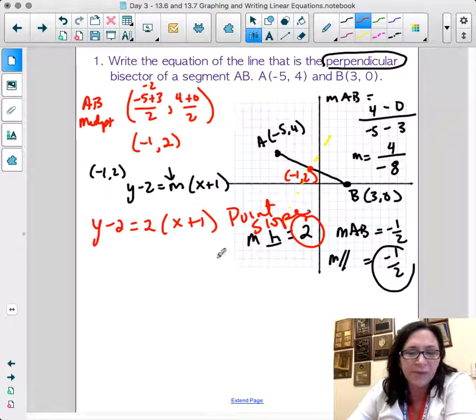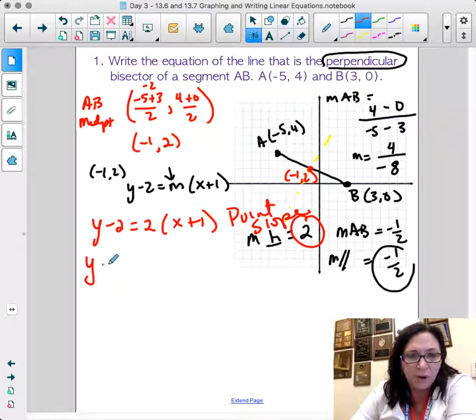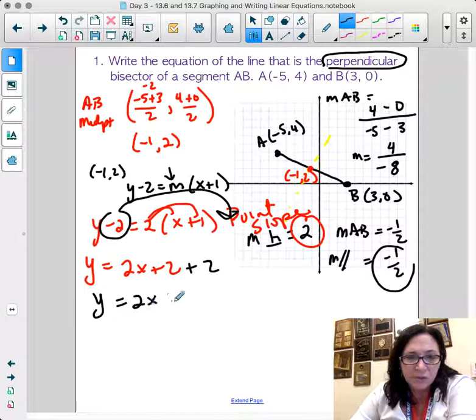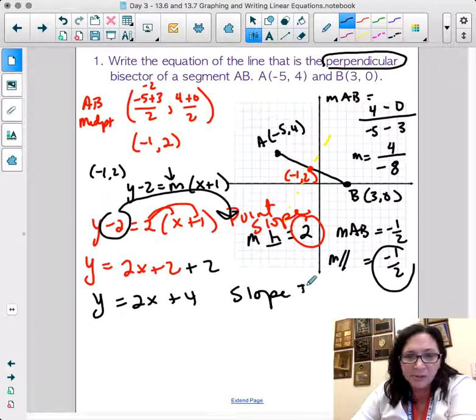And if I want to put that in standard form, you just have to work it out. So solve for y first. You have to go to slope-intercept form next, meaning solve for y. So 2 times x is 2x, and 2 times 1 is plus 2. And see this negative 2 right here? That has to go over to the other side, so that's a plus 2. So now I have y equals 2x plus 4. This is what we call slope-intercept form.